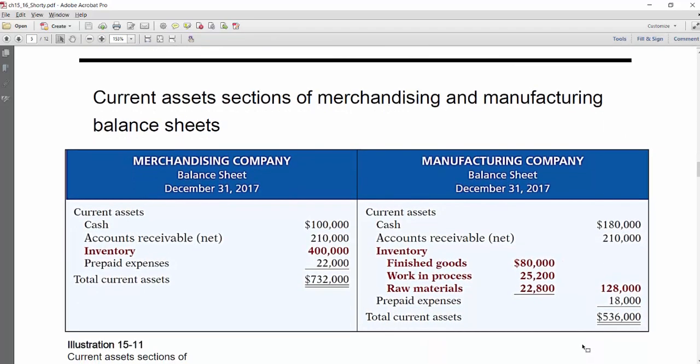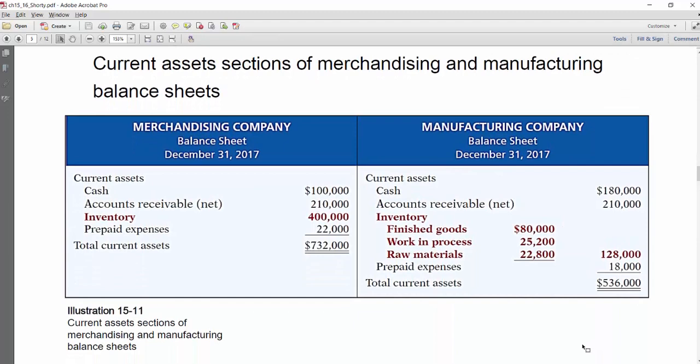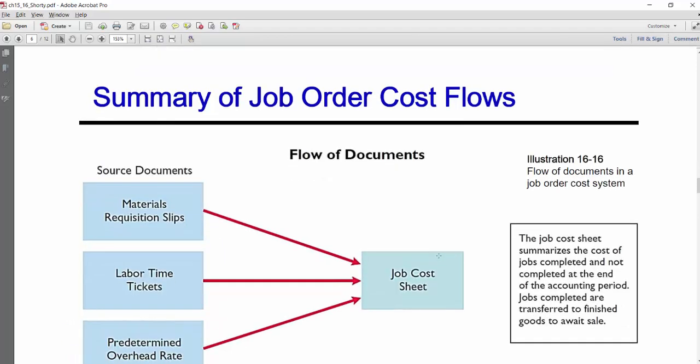Looking at the balance sheet to see again the distinction between a merchandising company and a manufacturing company. In a merchandising company, we just have inventory or a merchandise inventory. In a manufacturing company, however, we have finished goods that are ready for sale. We have work in process that's still being worked on, and we have raw materials that we haven't even started making into a product yet. So quite a big difference there in inventories.